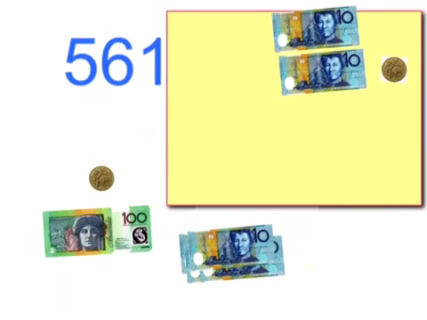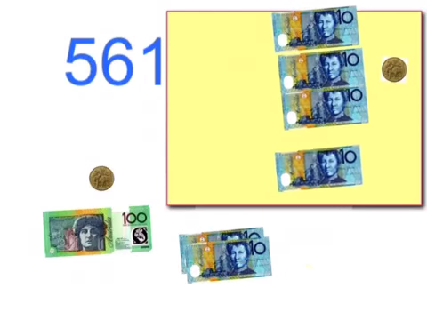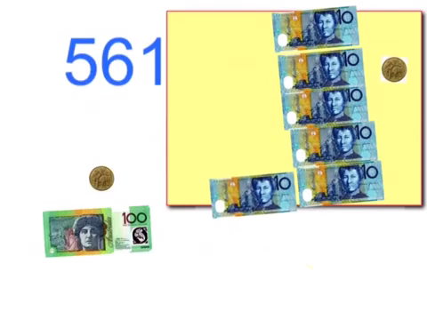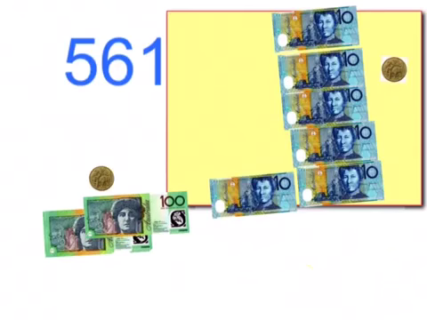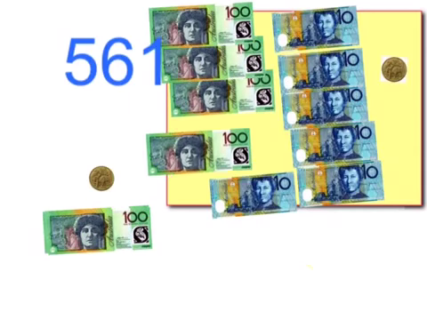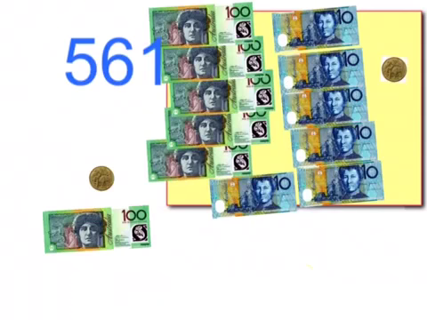1, 2, 3, 4, 5, 6. Now let's look at the hundreds column. There's 500, so I need 5 hundreds out. 1, 2, 3, 4, 5. So we have made the number 561.